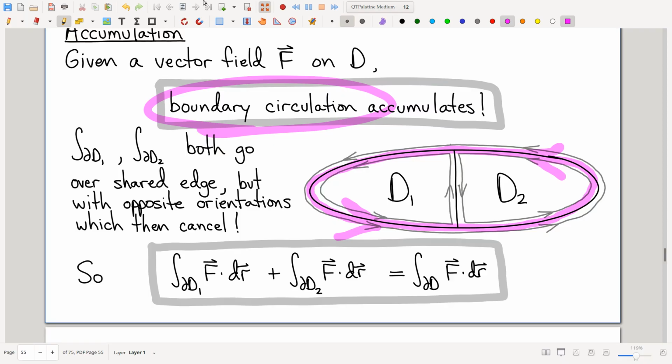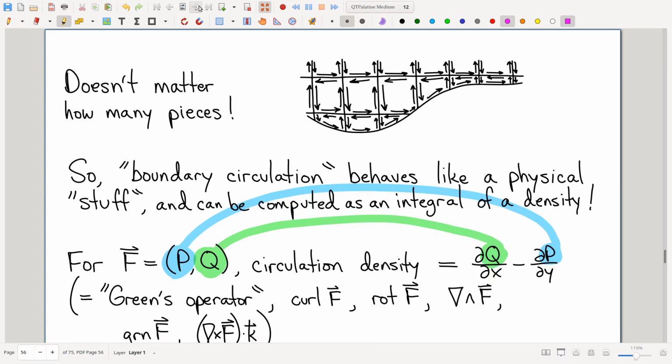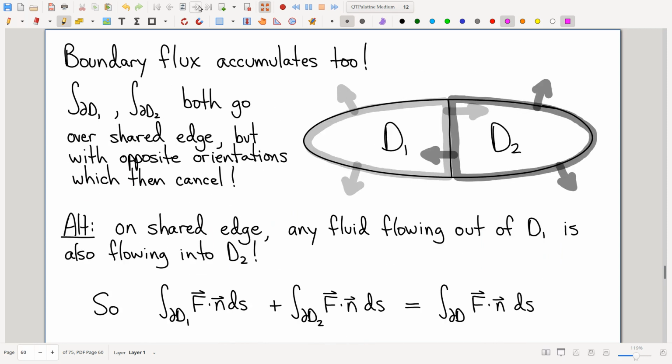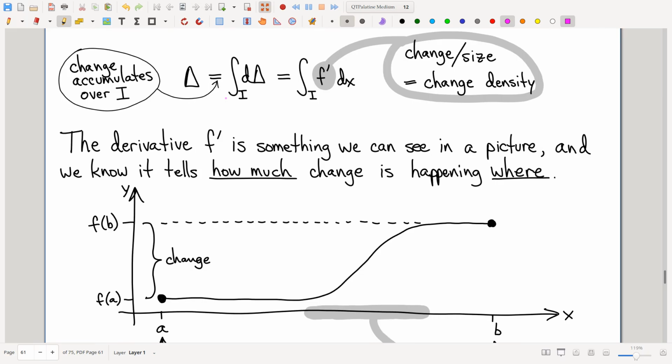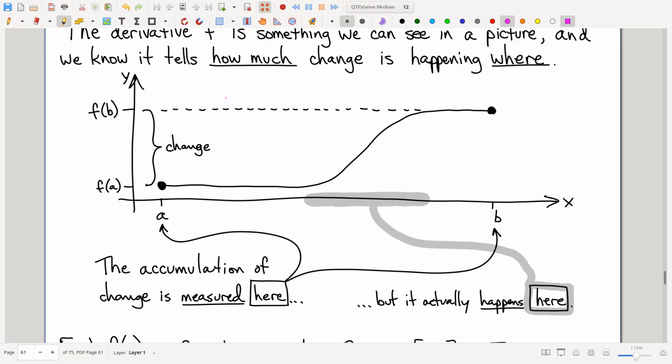Now let me try to persuade you that this is not such a big ask. Let's think about the analogous statement here with the fundamental theorem. And let's look at change. How do we compute how much the function changes? Well, we look at the boundary, don't we? It's f of b minus f of a. And so we compute change with a computation that happens on the boundary.